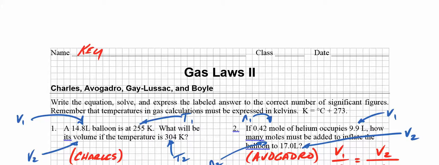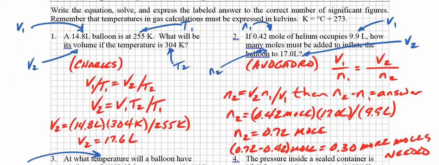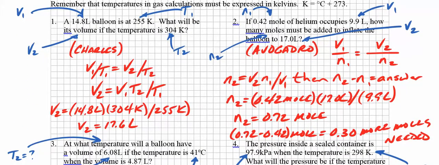Folks, in this worksheet, we're going to be looking at Charles's law, Avogadro's law, Gay-Lussac's law, and Boyle's law. So let's go ahead and start with number 1. It says a 14.8 liter balloon is at 255 Kelvin. What will be its volume if the temperature is 304 Kelvin?